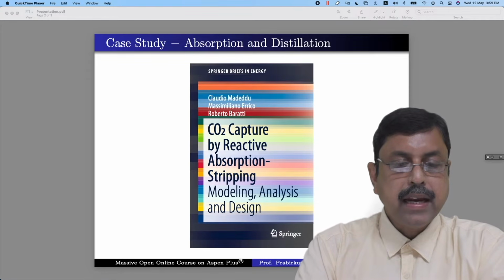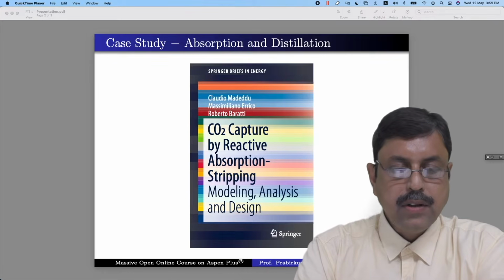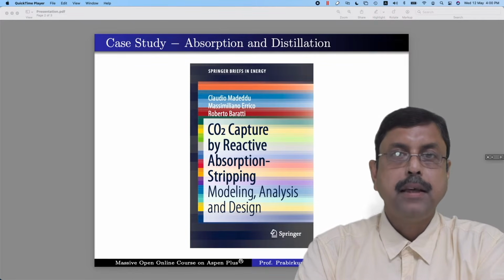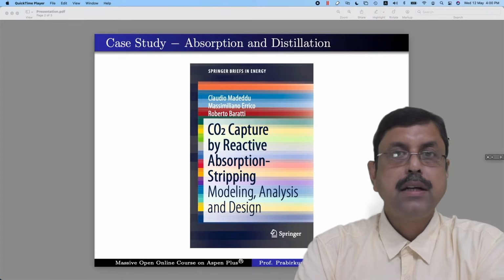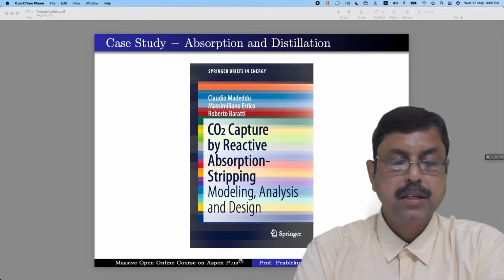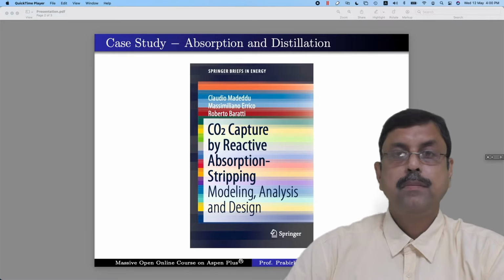Now, the case study that I have chosen here is from this book, CO2 Capture by Reactive Absorption and Stripping: Modeling, Analysis and Design by Claudio Madeddu, Massimiliano Enrico, and Roberto Baratti. Now, this book is available on the internet. You can purchase it or you can borrow it from a library if you have it. But this book is needed if you want to solve this problem.